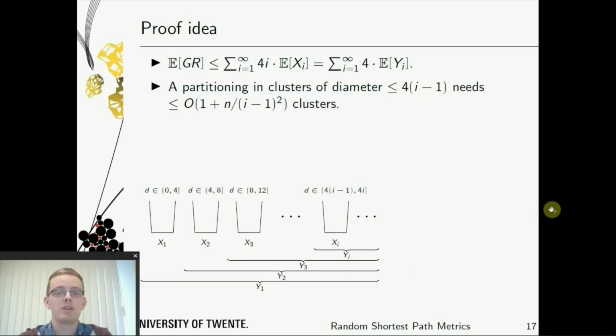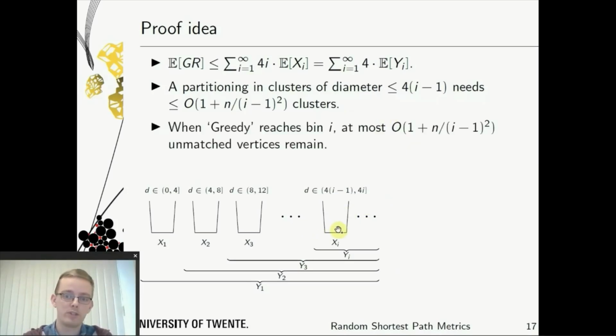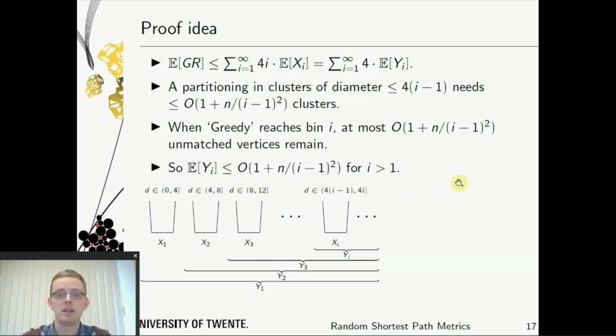For larger values of i, we use the clustering result from the toolbox, which we can use to see that partitioning all the vertices into clusters of diameter at most 4 times (i minus 1) needs this number of clusters. So when greedy moves to bin i and starts adding edges of distance more than 4 times (i minus 1), we know that at this point in our clustering there can be at most 1 unmatched vertex per cluster, since otherwise there would be a possible connection that is shorter than 4 times (i minus 1). So when greedy starts putting edges in bin i, we have at most this number of unmatched vertices remaining. So in the remaining bins, the number of edges that can be placed in there is bounded by the same number.